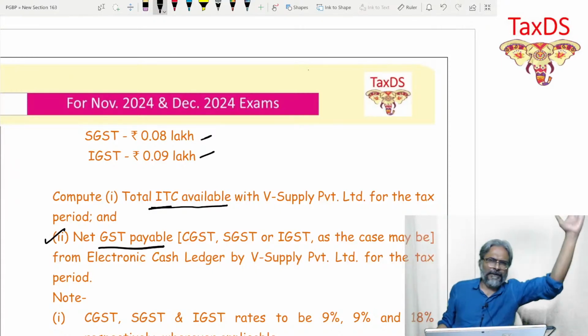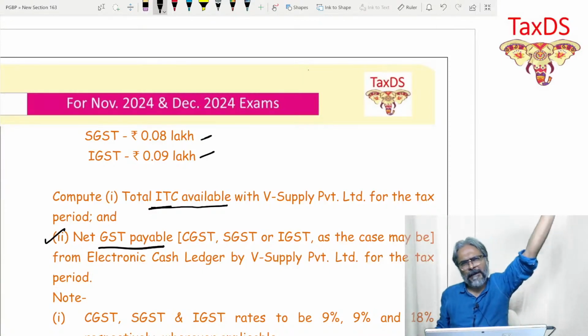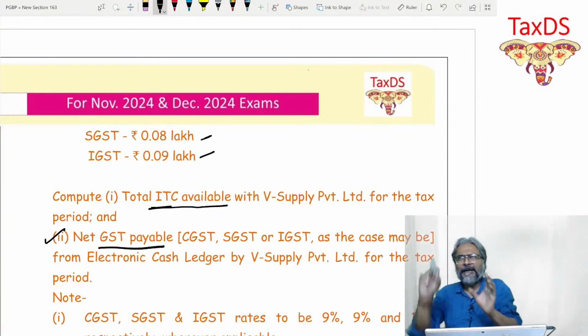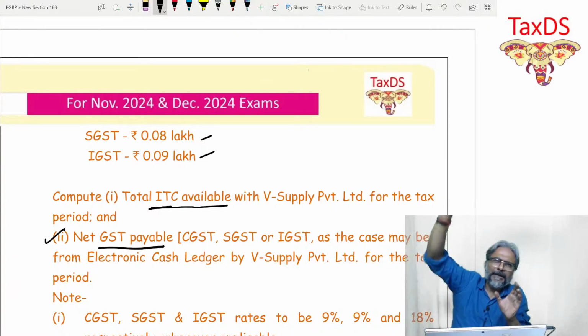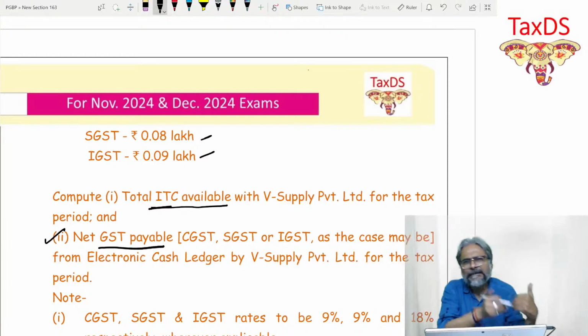Thereafter, as I told you, you will have to make a statement of the net GST which is payable. First would be your GST on the output supply, and then again CGST, SGST, and IGST. You'll put that, and against that, you will reduce what? The ITC which is available.